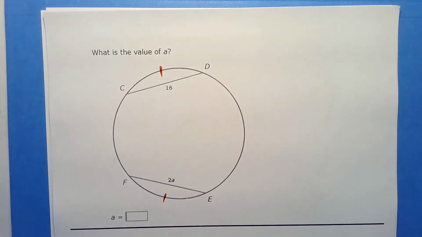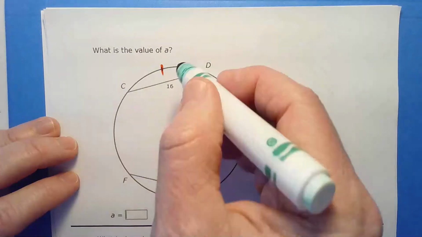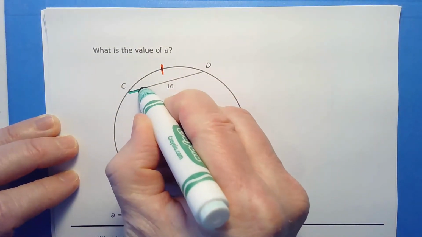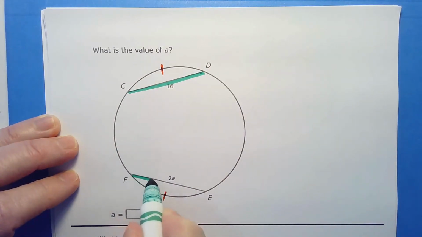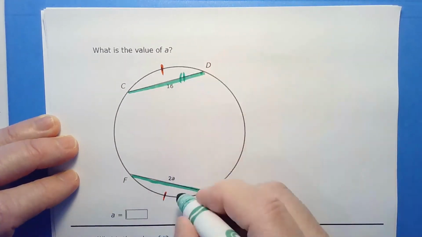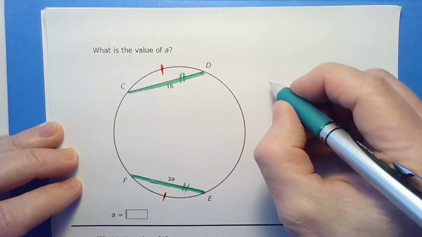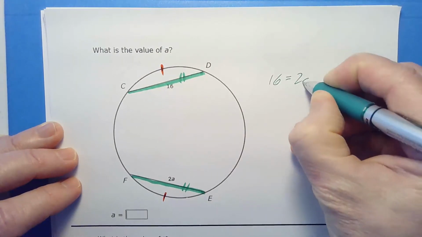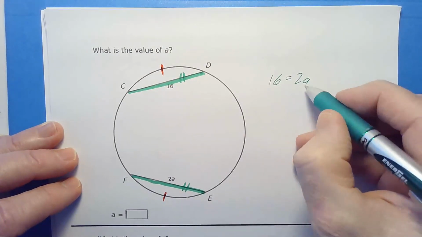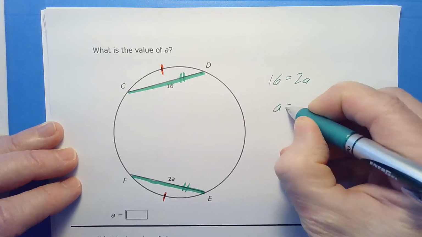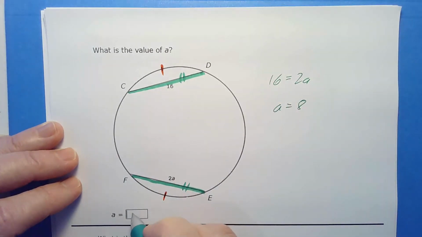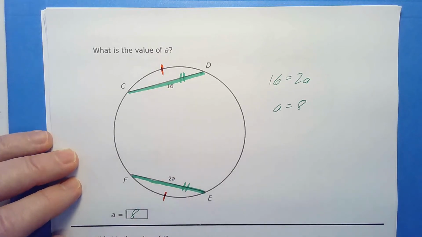So in this case, because I know my arcs are congruent, that means these segments are congruent as well, in other words, my chords. So I could say this is congruent to that. With that, I can write a congruence statement and solve this equation. So 16 equals 2a. Hopefully we can do that one in our head: 2 times 8, so a equals 8. Sure enough, a would be 8 for this problem.